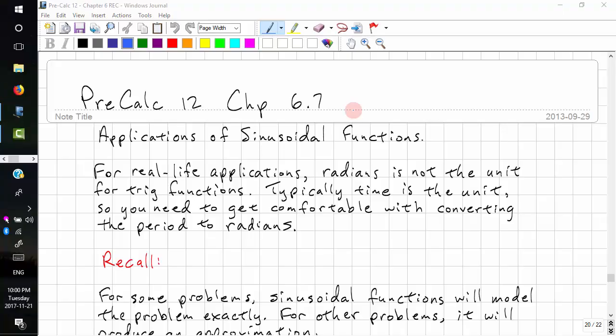This is PreCalculus 12, Chapter 6.7. We're going to be looking at applications of sinusoidal functions. And for real-life applications, radians is not the unit for trig functions. Typically, time is the unit. So you need to get comfortable with converting the period to radians.